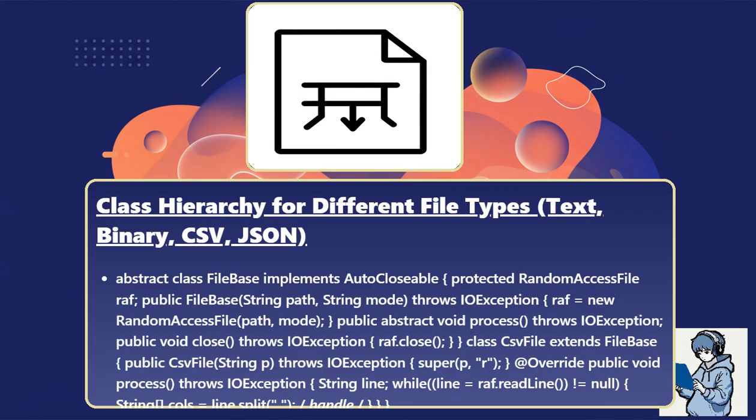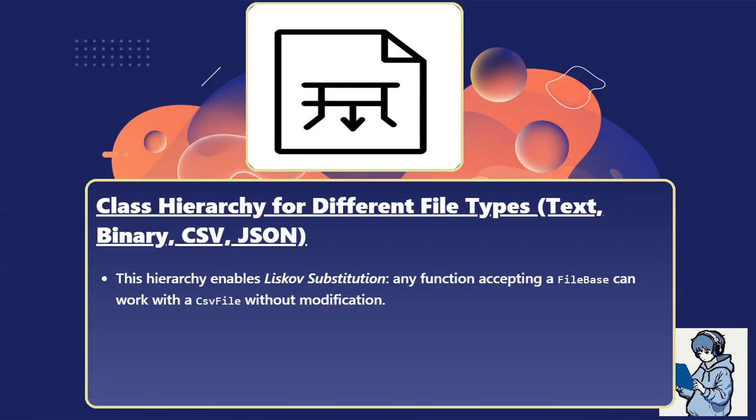Then class CsvFile extends FileBase. Its constructor public CsvFile takes a String p, throws IOException, and calls super with p and read mode. It overrides the process method that throws IOException. Inside process, it declares a String line, and while line assigned from raf.readLine is not null, it splits line by comma into cols and handles them. This hierarchy enables Liskov substitution. Any function accepting a FileBase can work with a CsvFile without modification.